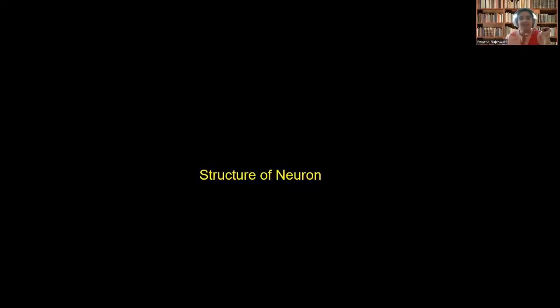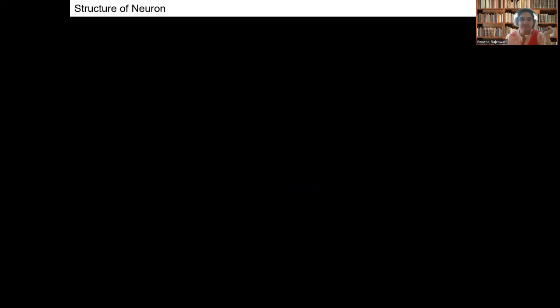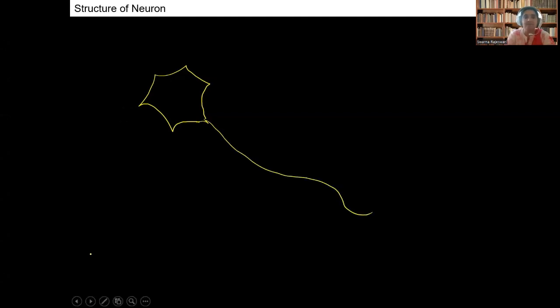So neuron is the structural and the functional unit of the nervous system. Now we will study the structure of this neuron. When we see the structure of neuron, it contains a cell body which is called as cytosol and a long tail-like structure which is called as axon.